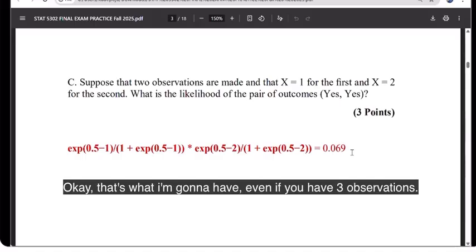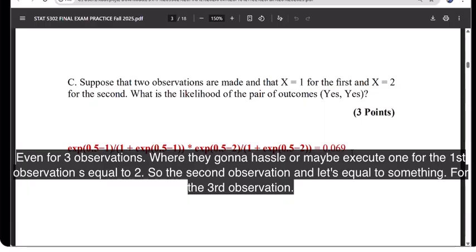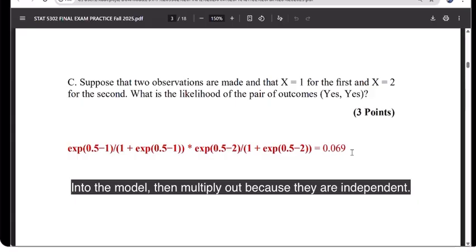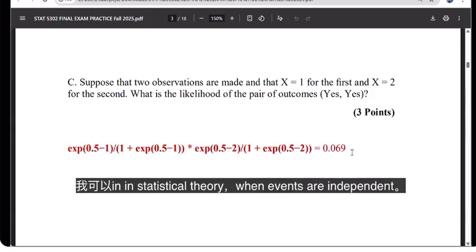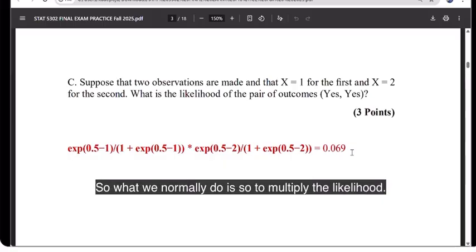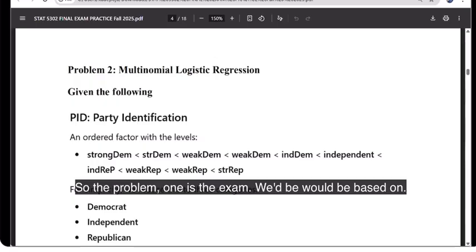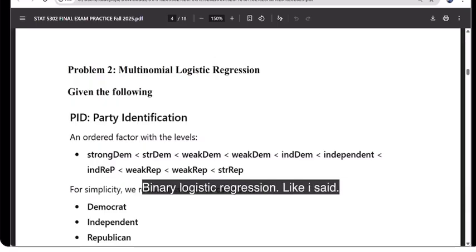Even for three observations, where they may ask you s equals 1 for the first observation, s equals 2 for the second observation, and s equals something for the third observation, what you need to do is plug them into the model, then multiply out because they are independent. In statistical theory, when events are independent, what we normally do is multiply the likelihood. So problem one in the exam will be based on binary logistic regression, like I said.